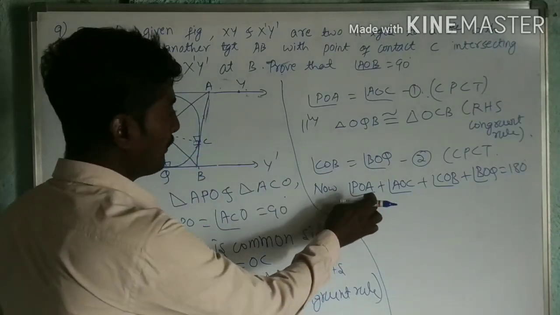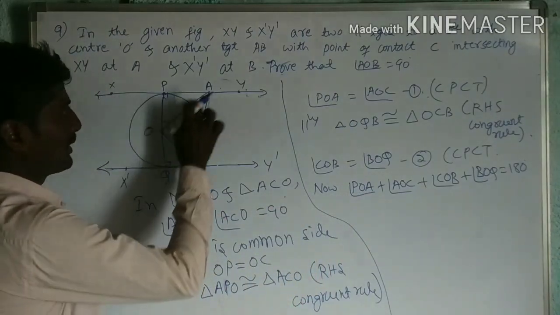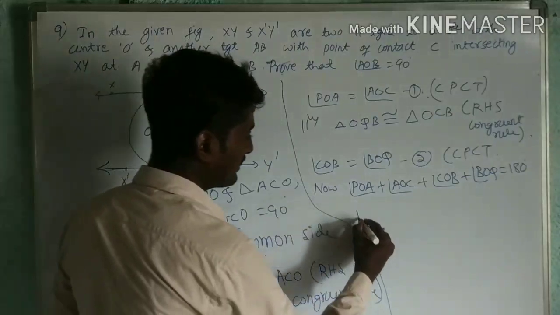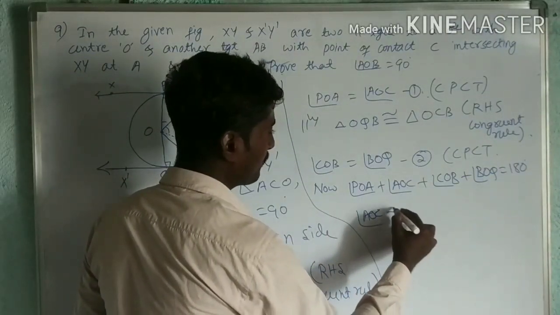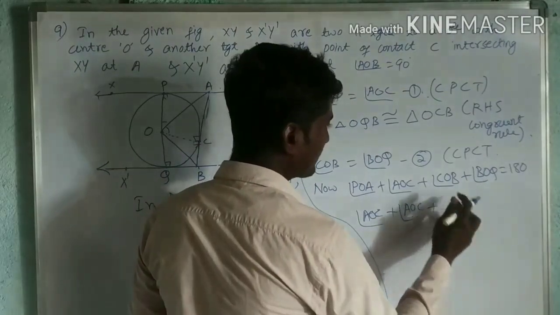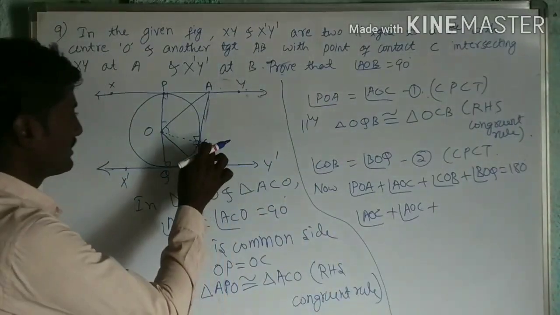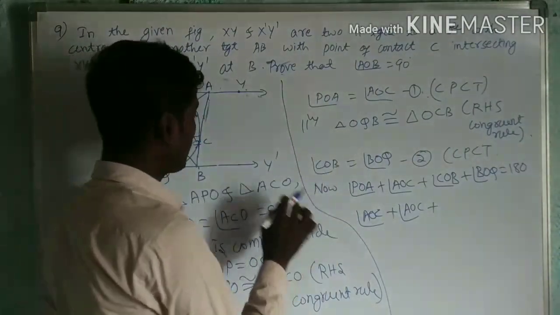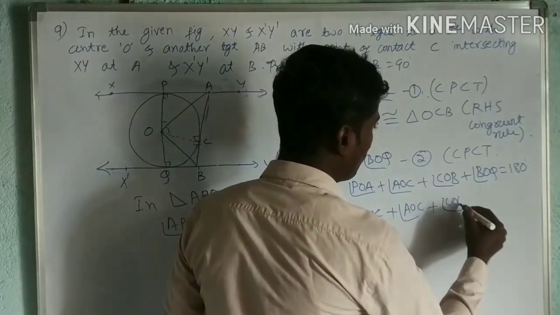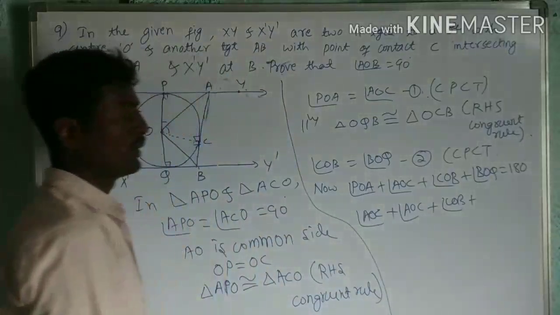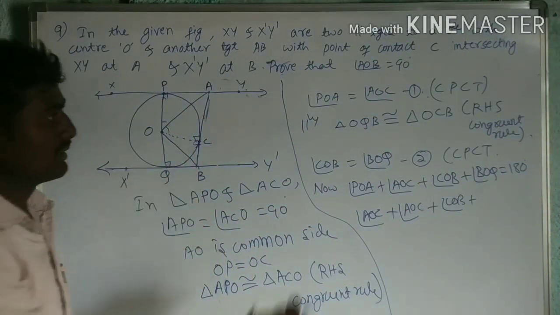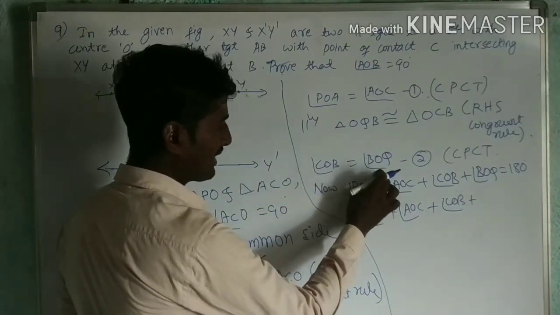Now here POA, where is that? Instead of POA, I can write it as AOC. This is angle AOC plus, now this again I will keep as it is, AOC plus COB. COB I will write as it is, because I need these two. I will write this as it is, COB plus BOQ is there. BOQ, this I can write as what?